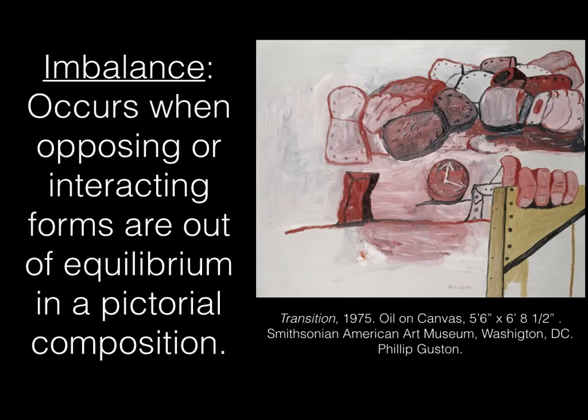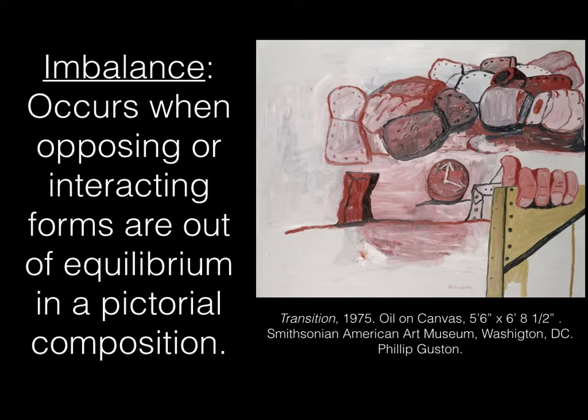All right, imbalance. Imbalance occurs when opposing or interacting forms are out of equilibrium in a pictorial composition. So in this piece by Philip Guston called Transition, we see that there's a bunch of stuff kind of piled up on the top and not much at the bottom, not many images represented, and then everything is kind of slid to the right of the scene. So there's kind of nothing on the left side. So things are not really where they should be, and there isn't equal and opposing forces on all sides.